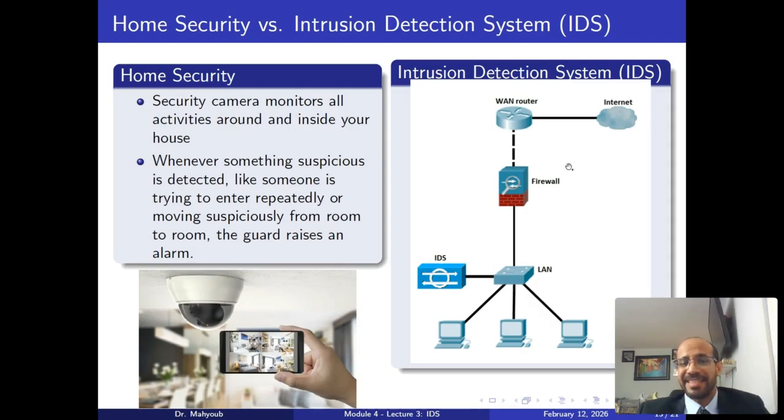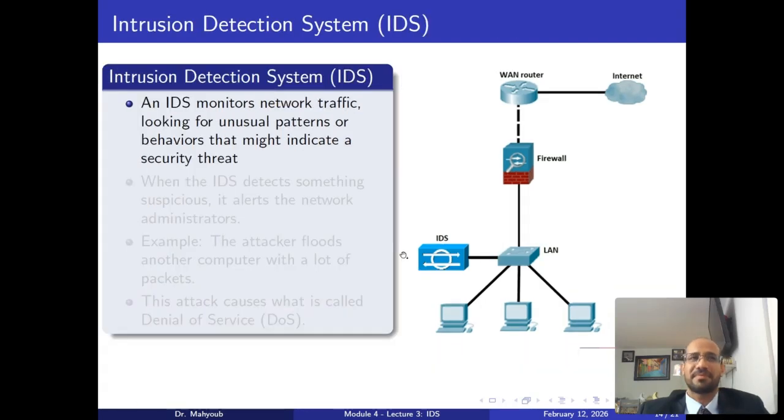So IDS is similar, but instead of monitoring a home, it monitors computer networks or a system. That's the idea. If you see here in this network, the IDS is connected to the switch LAN. The traffic goes through the firewall, and the IDS monitors that traffic for any suspicious activities. That's the idea. Any question on this? Is it clear? Okay, that's good.